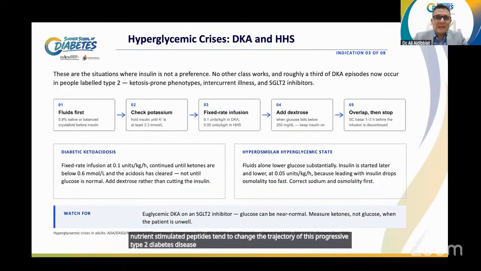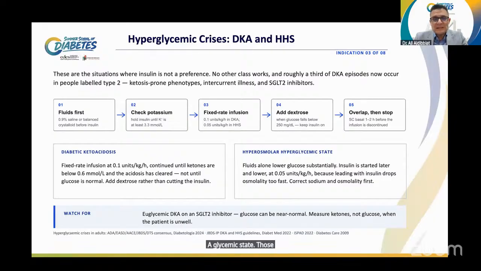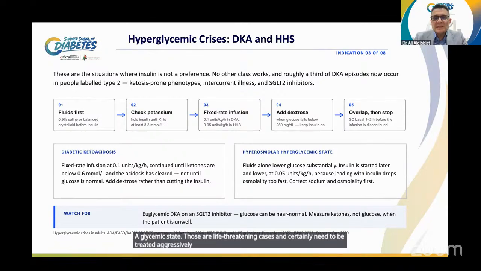The next one is acute decompensation, when there is diabetic ketoacidosis or hyperosmolar hyperglycemic state. Those are life-threatening cases and certainly need to be treated aggressively. And in those cases, the treatment happens in the hospital.